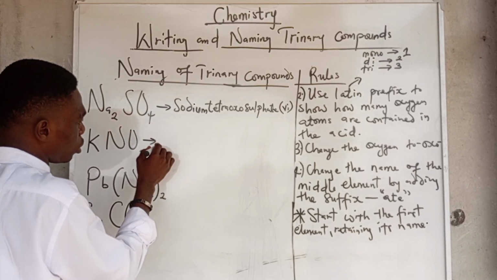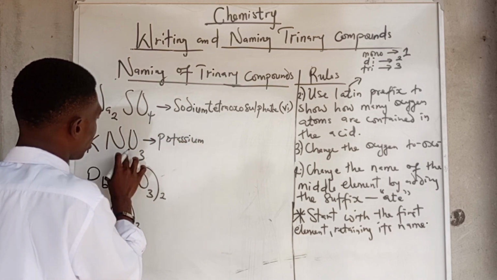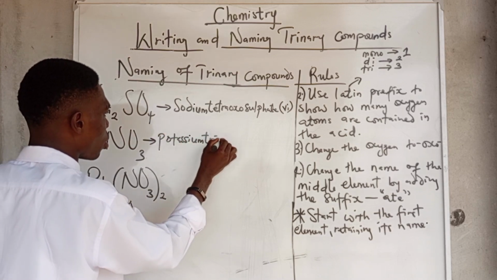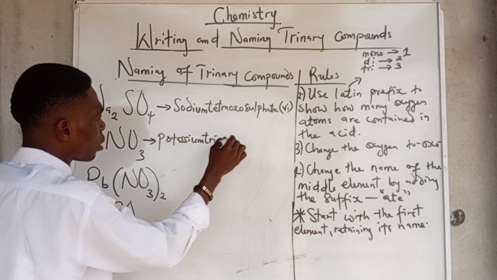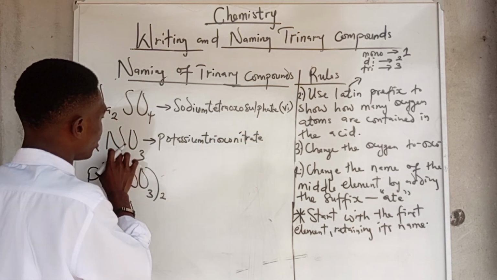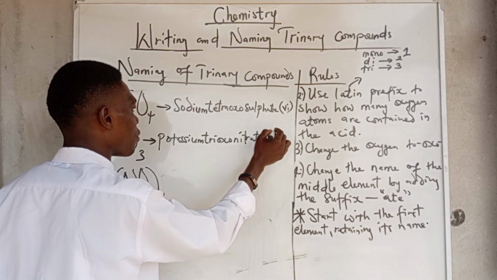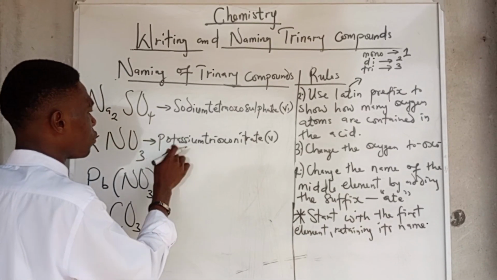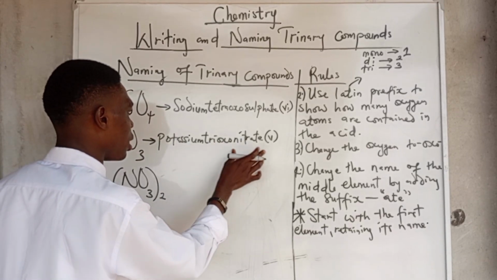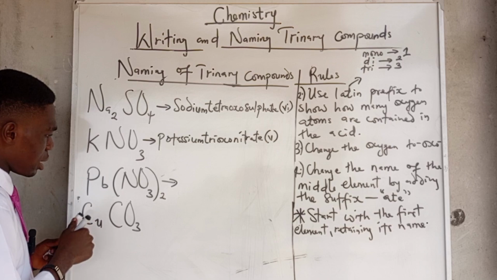This is K and is potassium. So write what? Potassium. This is what? Trioxo. Okay. Then nitrogen becomes what? Nitrate. And the oxidation state of nitrogen you can confirm is what? 5. Are we together now? Nitrate 5. And that's all. Potassium trioxonitrate 5.